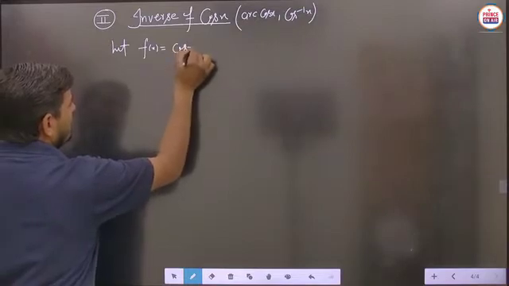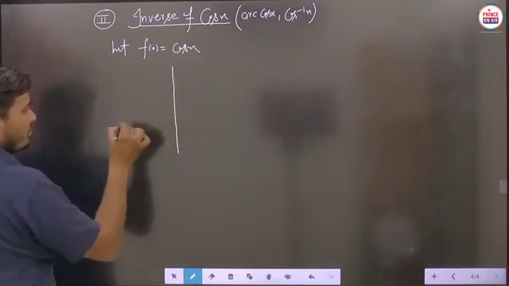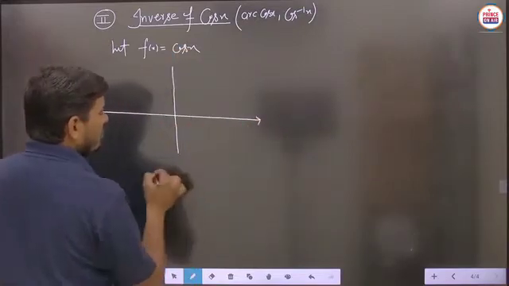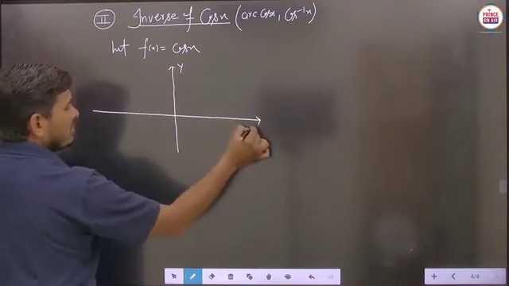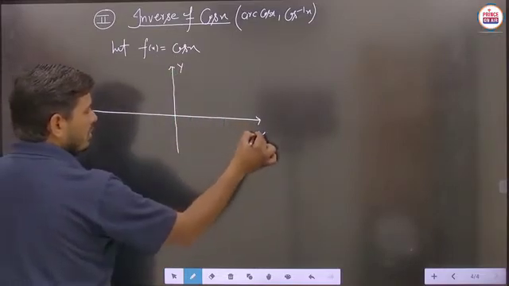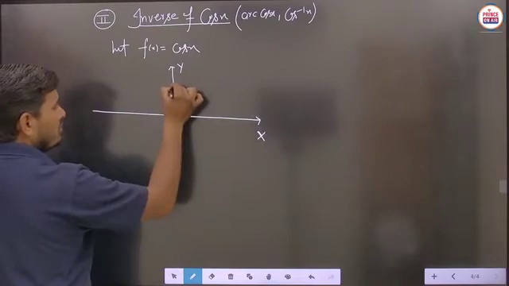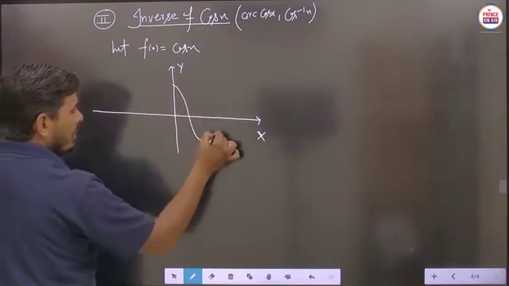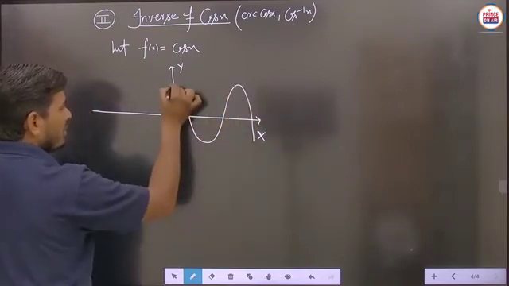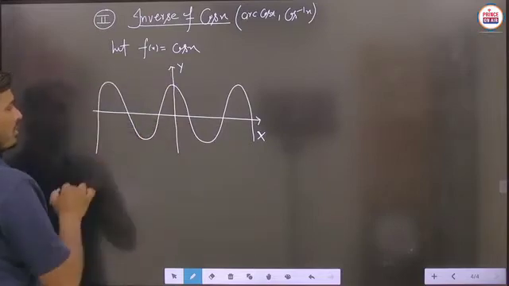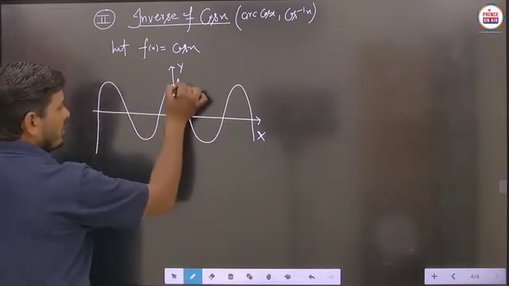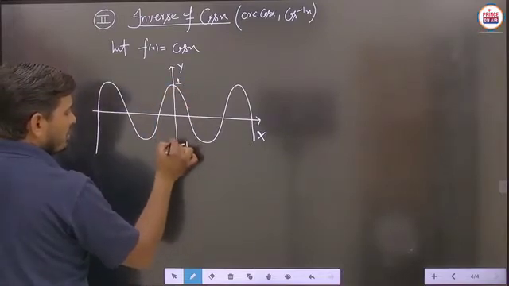And students, for the cos x function, the graph should be like this. I think each and every student knows very well. This is the y axis, this is the x axis, because here you can say that at 0 the value will be 1, and the graph proceeds like this. Is it clear? So this is plus 1, this is minus 1. Is it clear?